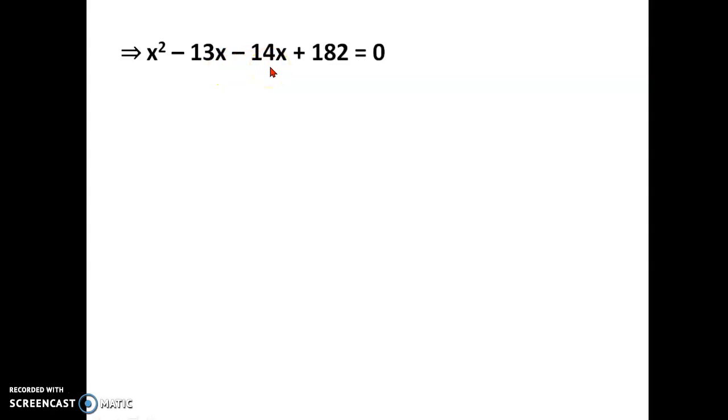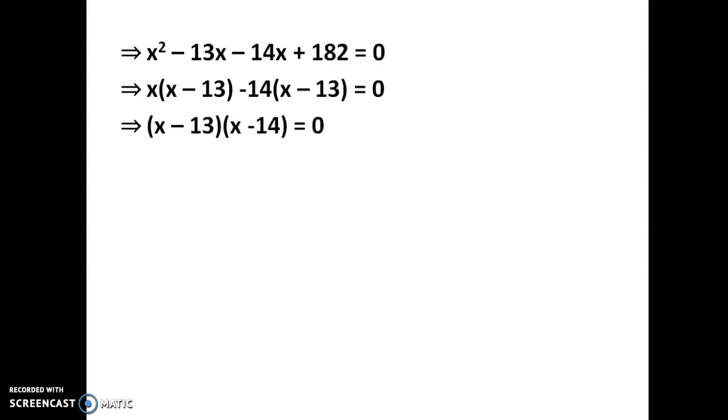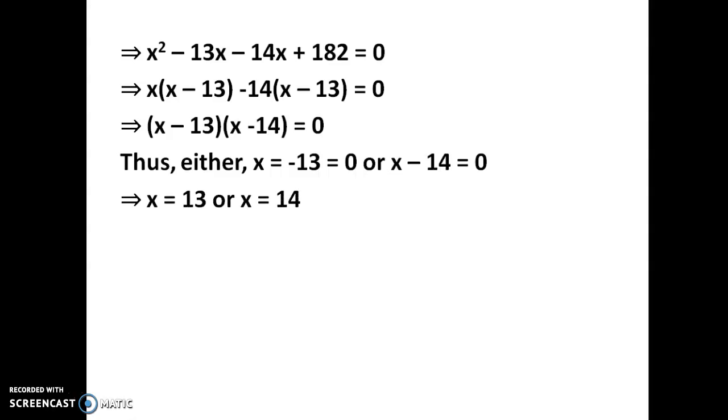Okay. So take out common from the first two terms. So x is common. So after taking x out, inside the bracket I am having x minus 13. And here 14 is common. So minus 14 is taken out. So inside the bracket, x minus 13 is there. So x minus 13 into x minus 14 are the two factors. So equate it to 0. So after equating, I am getting x is equal to 13 and x is equal to 14.